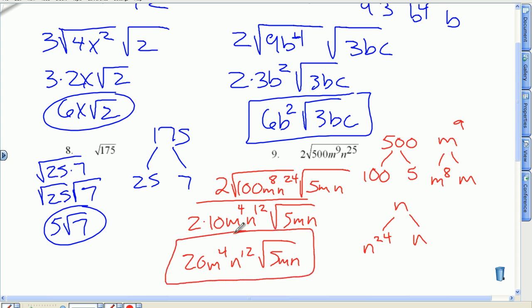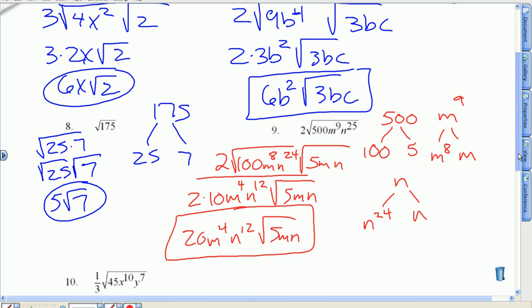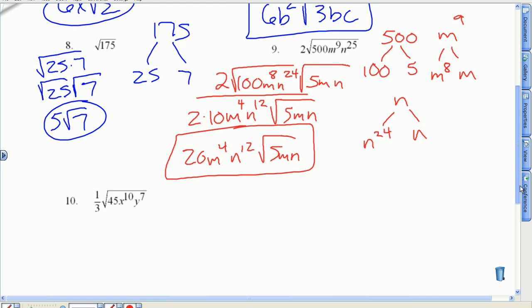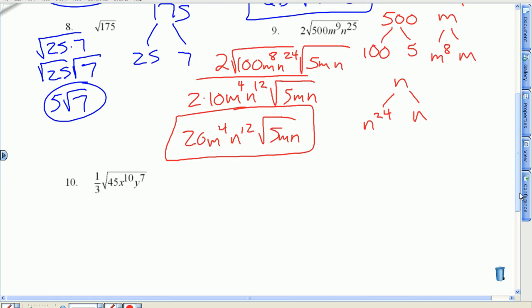So once again, basically we are breaking the number up into two radical signs. The first one will include things we can take the square root of. The second one will be things we cannot take the square root of. If I multiply them together, I'm going to get the original problem. Nothing's going away, nothing's disappearing. Our last problem, 45 is 9 times 5.